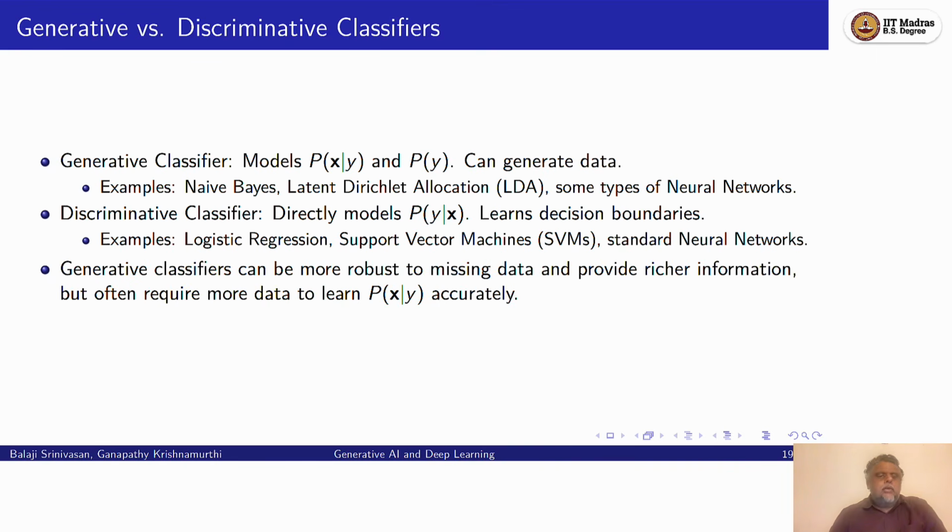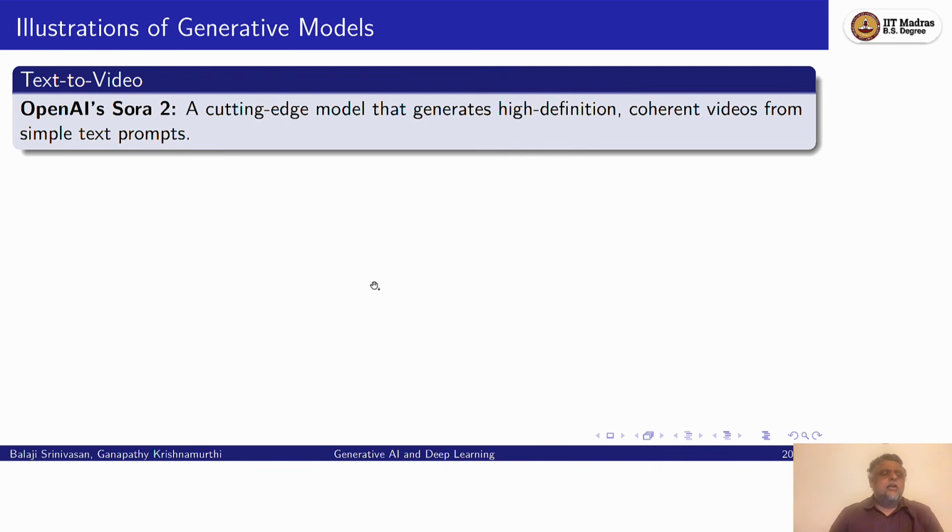But then why do we need the generative models? They can do all of the above applications, which, other than classification, the discriminative models cannot do. They cannot generate new data, right? Another advantage is that they are more robust to missing data. How? Because you can always marginalize over it, and it provides richer information in the sense that you can do a lot more inference. But the disadvantage is that you require a lot of data to learn p of x given y accurately.